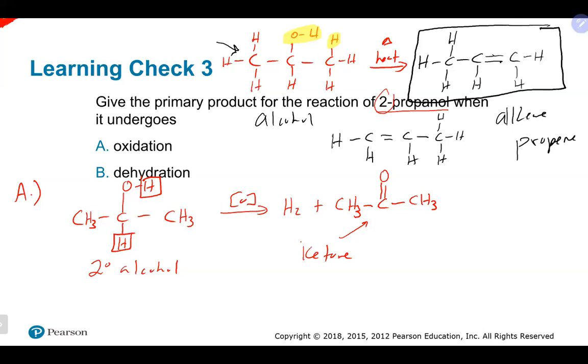Do I need to give a location to the double bond? Actually, in this case, you don't really need to, because if you put it on the other end, it's going to be the same, right?